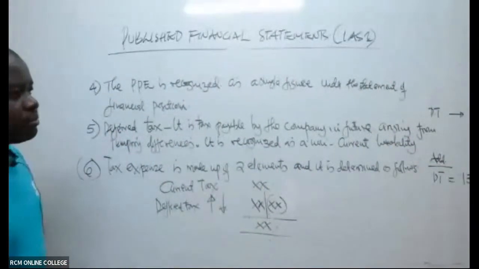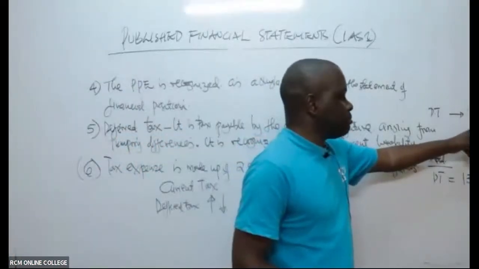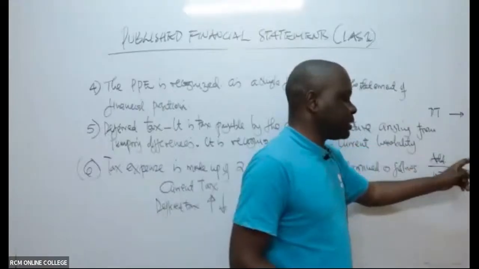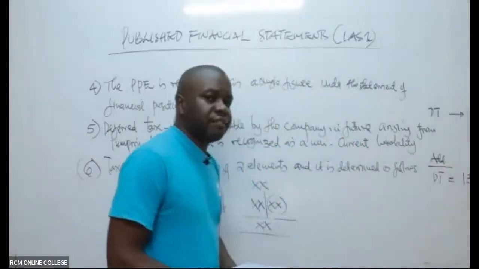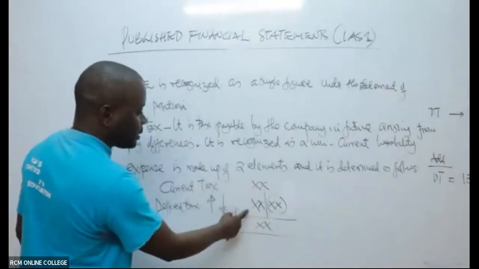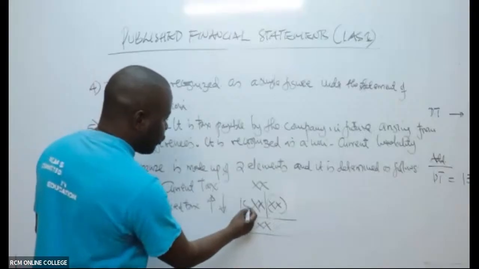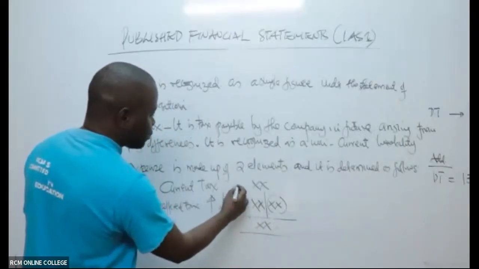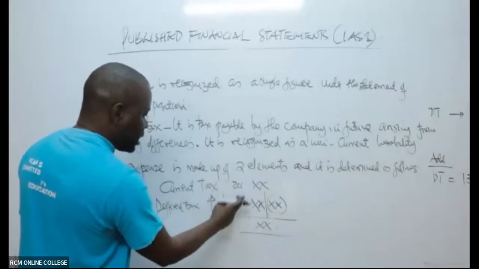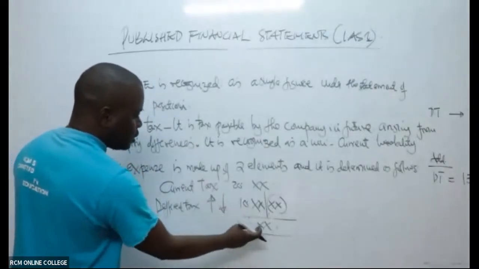So it means the opening balance for the deferred tax was 120. But during the year, there was an increment. They incurred more in terms of the deferred tax. So therefore, in this case, it increases the tax expense. So for that year, they incurred 10 million more. If the current tax was 20 million here, they incurred more deferred tax, and therefore it increases the tax expense. So you'll be able to add.